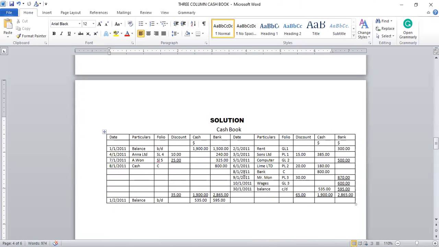8/1/2011, bank. The particulars show bank because the amount was being transferred from the cash to the bank. So the corresponding entry can be found in the bank account. The folio column shows C, meaning contra entry, and the amount, the cash of $800 being transferred, is credited, then it's going to be debited in the bank account. So when we come here, 8/1/2011, that's the debit column, it shows cash, and folio C, contra entry, and the bank receiving the money is debited with $800.